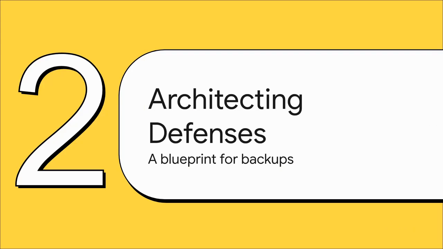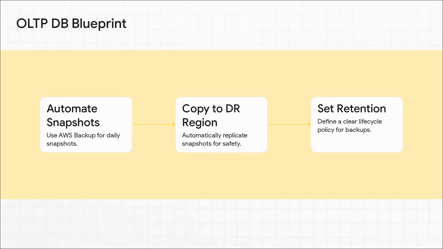With our goals locked in, it is time to architect our defenses. You know, a successful recovery doesn't start when disaster strikes. It starts way before that, with a smart, automated, and robust backup architecture. Let's see how this builds out for each asset. For our critical database, it's all about speed and minimal data loss. The plan is simple, but really powerful. We use AWS Backup to automate snapshots. Then we automatically copy those snapshots over to our disaster recovery region. And of course, a clear retention policy ensures we're not keeping more than we need. This whole setup directly targets a very, very low RPO.